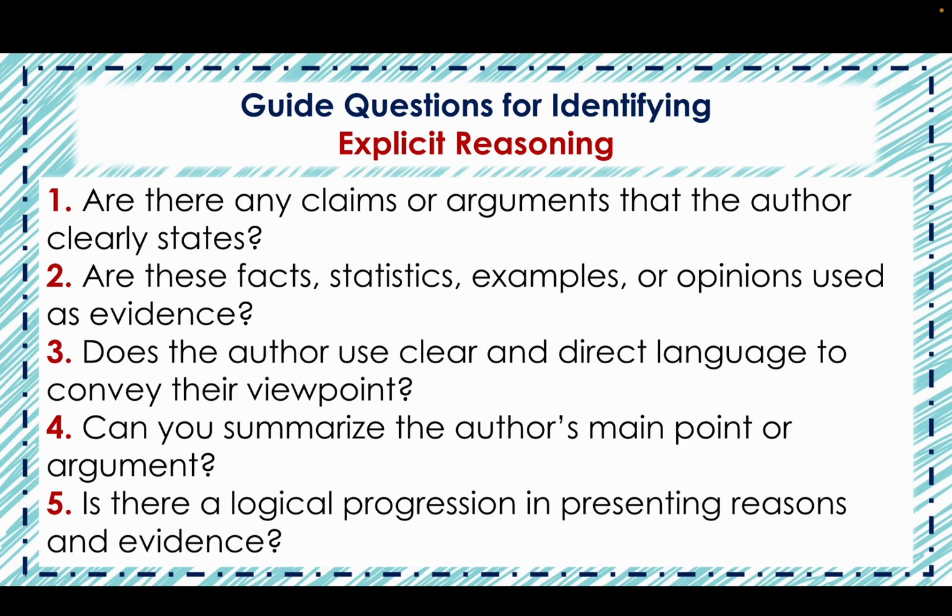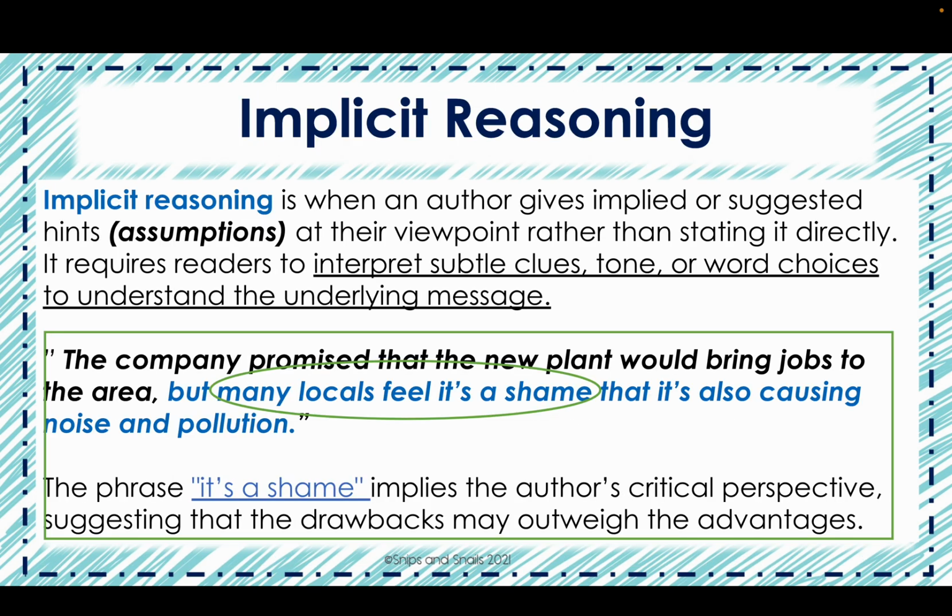Moving on, let's talk about implicit reasoning. So, like what I've said, if explicit reasoning is a detailed or a direct statement of the author's ideas or opinions, implicit reasoning is different. So, implicit reasoning is when an author gives implied or suggested hints, or what we call assumptions, of their viewpoint rather than stating it directly. It requires readers to interpret subtle clues, tone, or word choices to understand the underlying message.